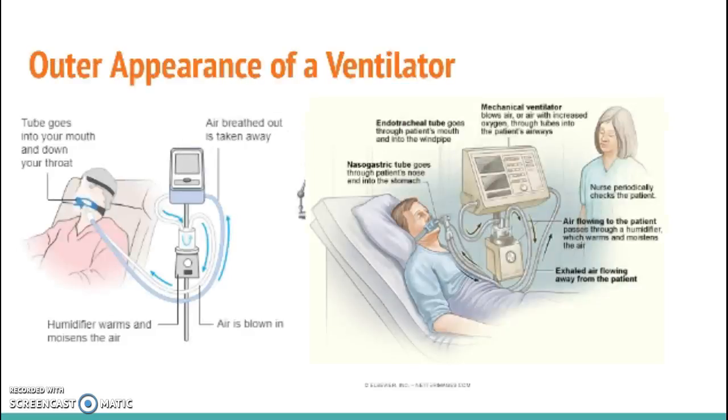The outer appearance of a ventilator is that you see an endotracheal tube going through their mouth, past the epiglottis, and down into the trachea, where it's going to inflate and stay while it's connected to the ventilator. That's where the oxygen is given to the patient, controlled by the nurse, and the CO2 is going to leave and go into the ventilator.